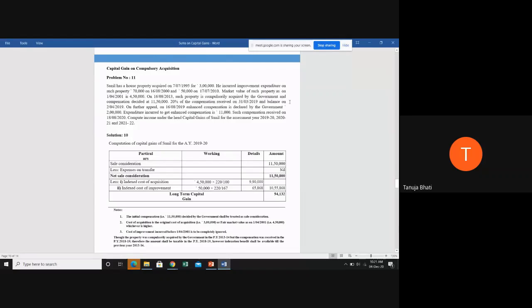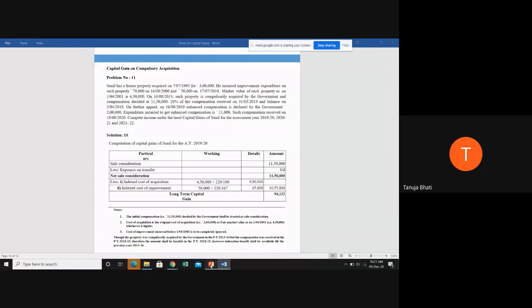And out of 11,50,000, 20% he got on this date, and the balance he got on 2/4/2019. So this falls in the next financial year, but we know that initial compensation is taxable in that year where you're receiving the first part of the compensation. So the entire 11,50,000 will be taxable in the assessment year 1920. Have you all understood this part?